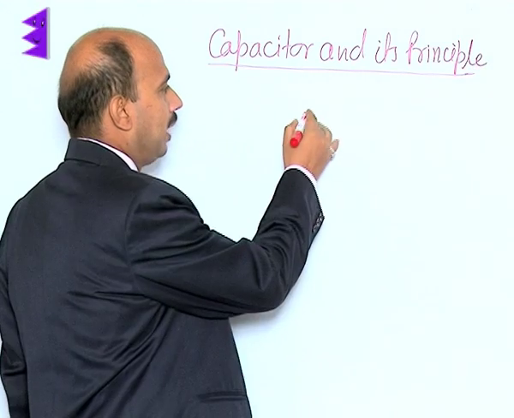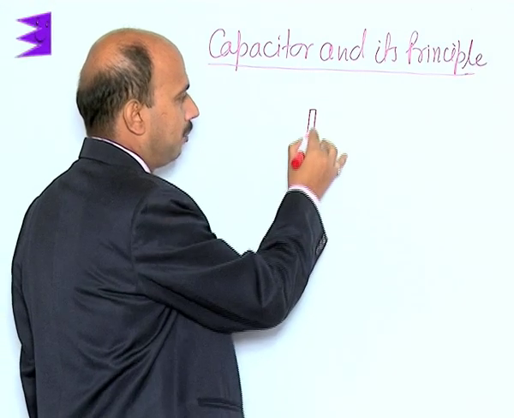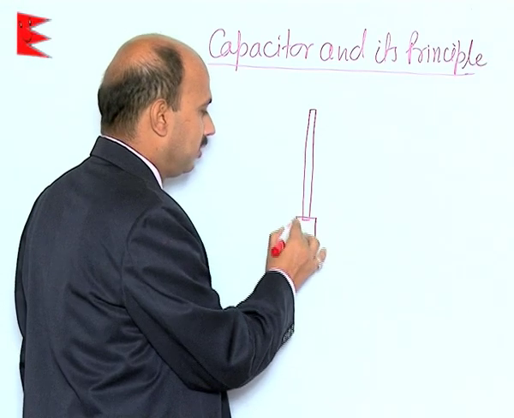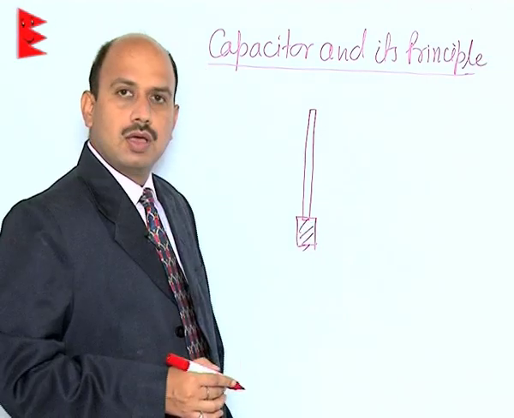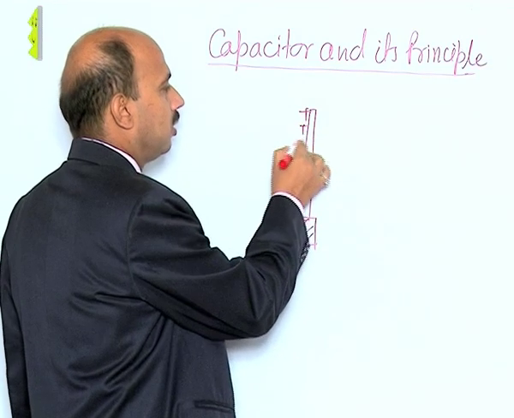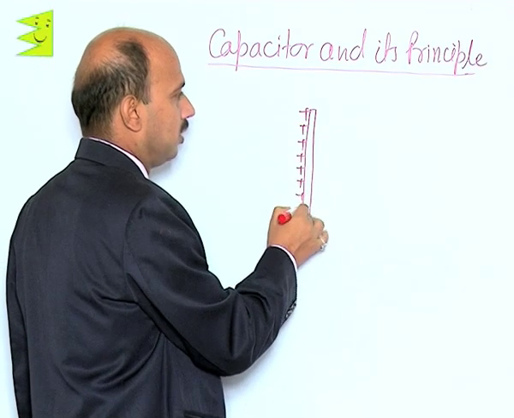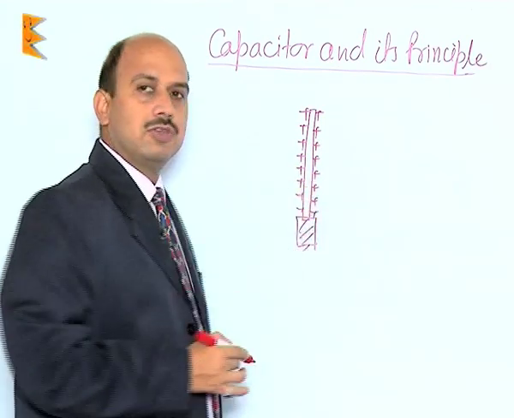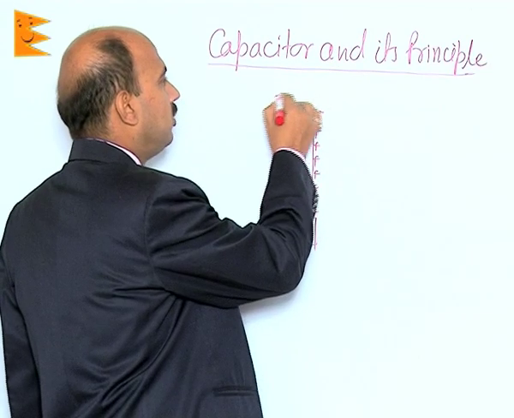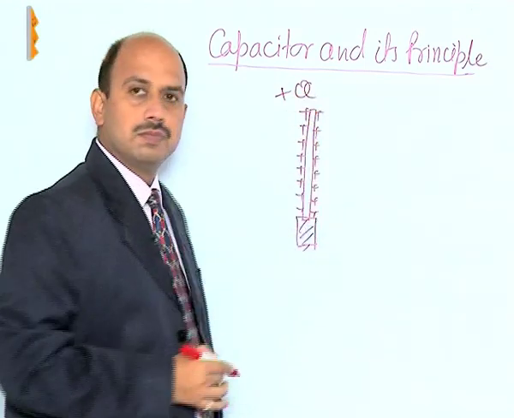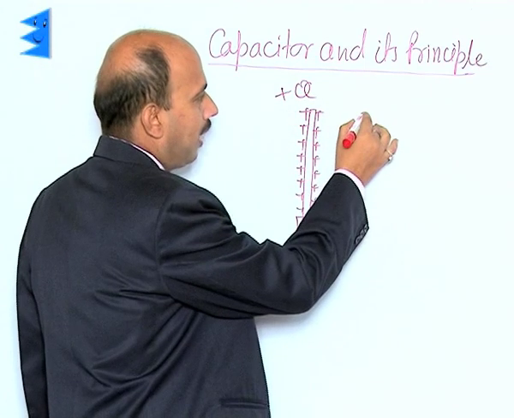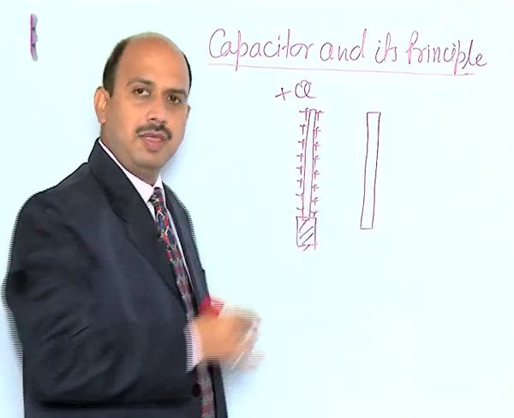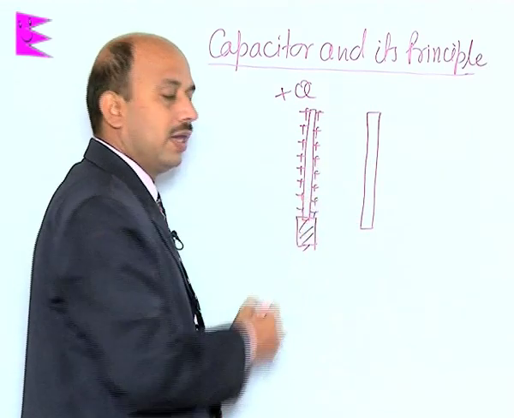Suppose you have taken a metallic plate like this. This is a metallic plate of area A which is placed on an insulated stand, and this plate is charged to its maximum potential. That means the positive charges are given until its potential becomes maximum. Suppose this maximum charge is plus Q. Now we bring another uncharged metal plate here of the same area, and this is also a conducting one.